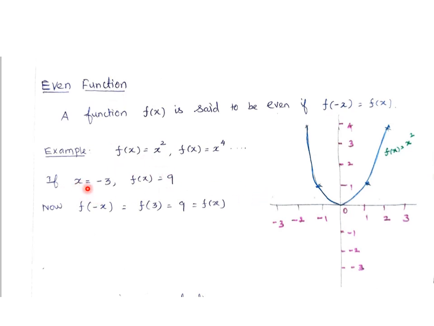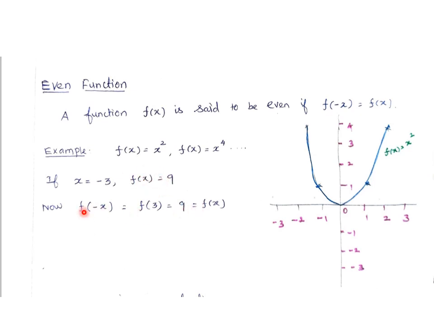If we take x equal to minus 3 as before, here what is f of x? Our function f of x is defined as f of x equal to x square. Therefore, for the value x equal to minus 3, f of x will become minus 3 the whole square, that is equal to 9. Now, f of minus x is equal to minus of minus 3, which will become 3. Therefore, f of 3 equal to 3 square. Therefore, f of 3 equal to 9. This 9 is equal to f of x.